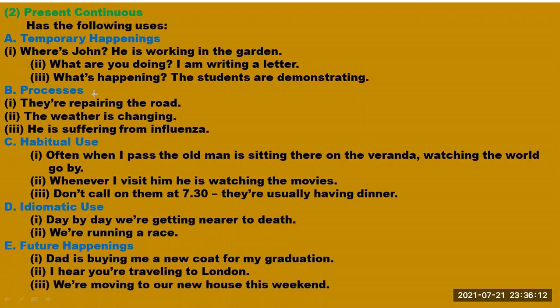Then you can use the present continuous tense to talk about processes. They are repairing the road. The weather is changing. He is suffering from malaria or influenza, as the case may be. Then you have the habitual use, something that happens often. Whenever I visit him, he's watching the movies. Don't call on them at 7:30. They are usually having dinner, something that they do all the time.